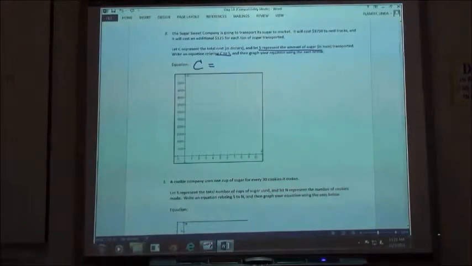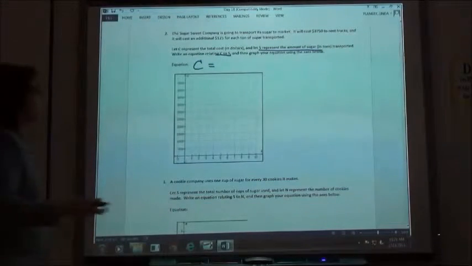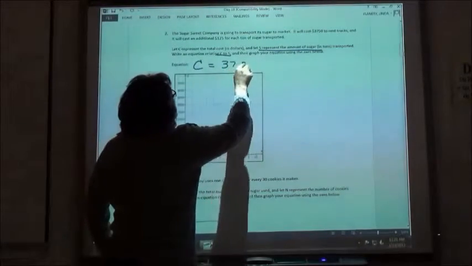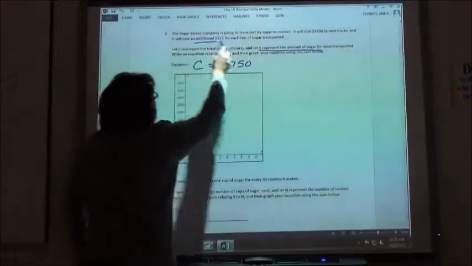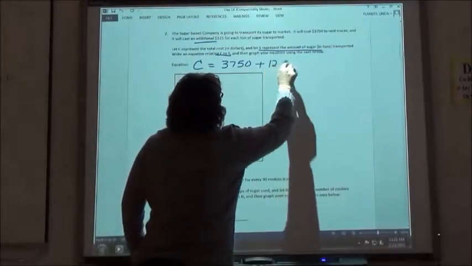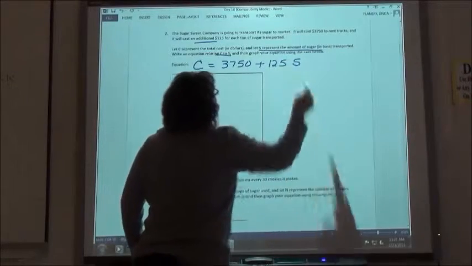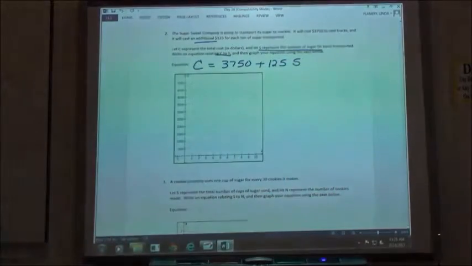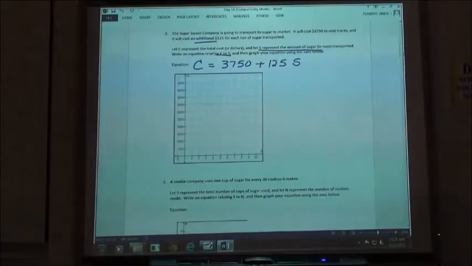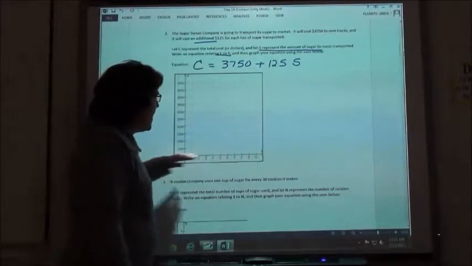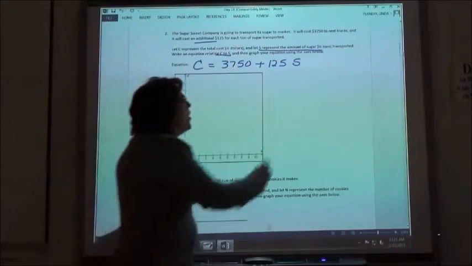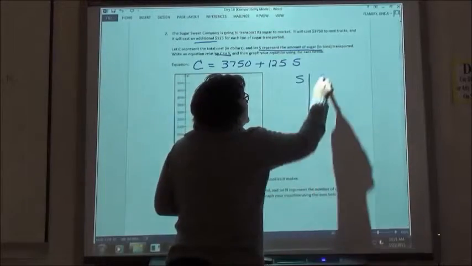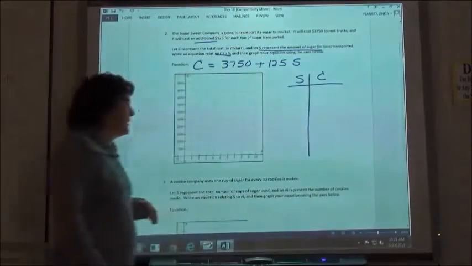So it tells me up on that first part, it is going to cost me $3,750 to rent the truck, and an additional $125 for each ton of sugar. Try to make my S look like an S and not like a 5. So again, when I make my table, my horizontal axis is the one I'm going to plug numbers in for. So I'm putting numbers in for the S. My answers are the C's.